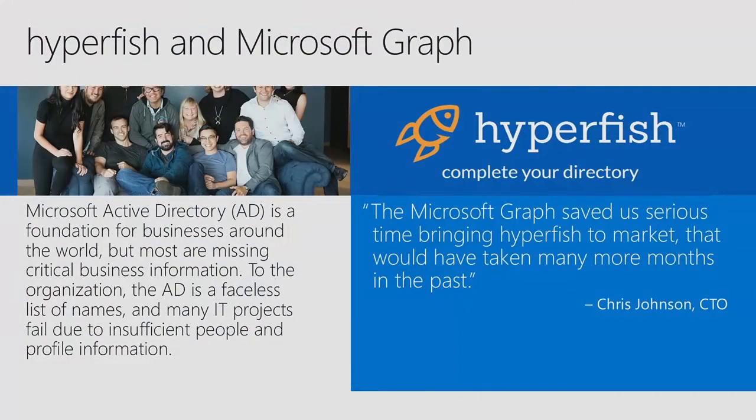That's where this product, Hyperfish, comes into play. Their whole goal is to scrub your Active Directory, give you reports on what data is missing, and then give tools to easily allow users to self-serve and update that data, provide that missing data. This is not a commercial for Hyperfish. The reason I'm bringing this up, they use the Graph to do all of this. So this is another example of a way you can use the Graph to make things better.